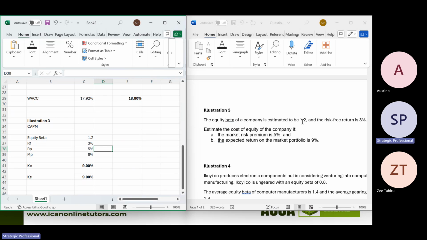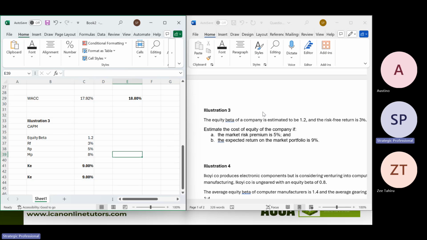They will say the equity beta of a company is estimated to be 1.2, right? The risk-free return is 3%, and the market risk premium is 5%. Or another way, they say the equity beta is estimated to be 1.2, risk-free return is 3%, right? The expected return on the market portfolio is 9%. Are you following? Yes. So they're expecting you to get the market risk premium, and to get this market risk premium is 9% minus 3%, right? It's supposed to give you the risk premium.